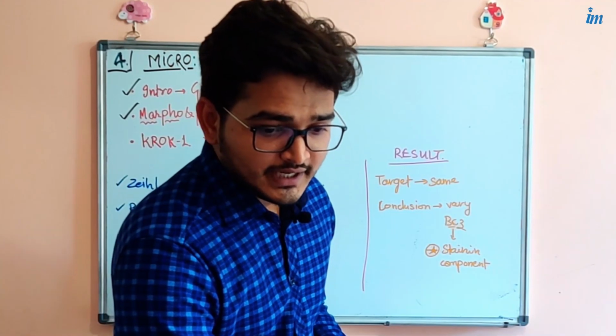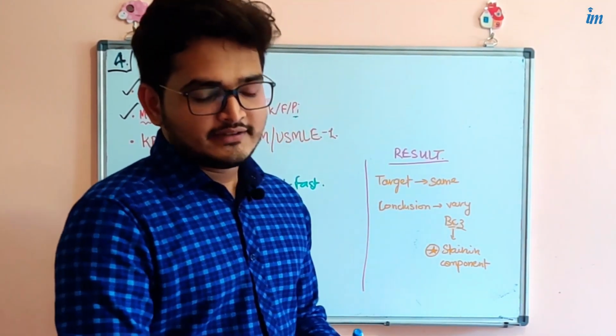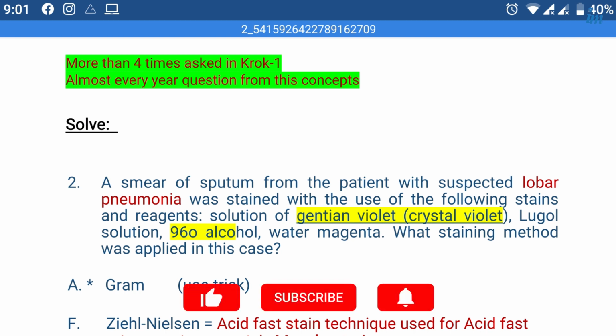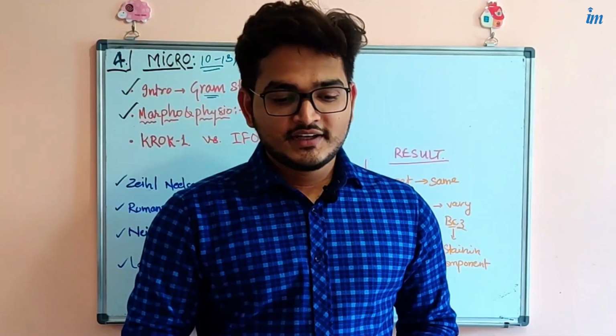There is the first question. That question has been asked 3 times, more than 3 times in fact, in the Krok questions. So just read that question. A smear of sputum from a patient with suspected lobar pneumonia was stained using the following stain and reagents: gentian violet, that is crystal violet, Lugol solution, 96-degree alcohol, and water fuchsin. What staining method was applied in this case? There are 5 options: Gram staining, Ziehl-Neelsen staining, Romanowsky staining, Neisser staining, and Loeffler staining.